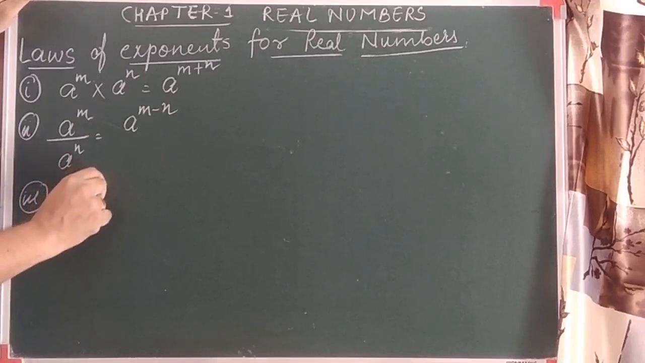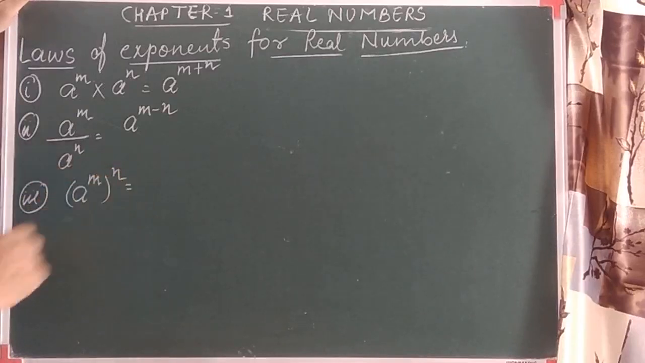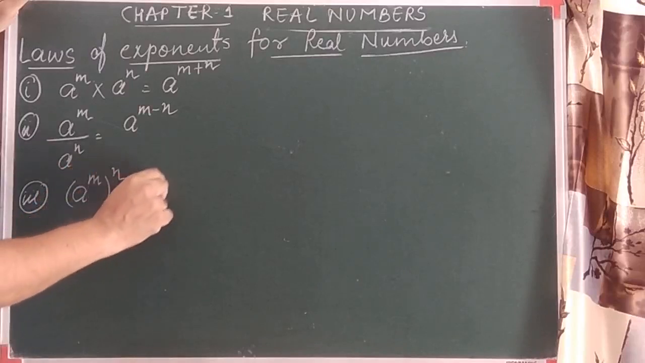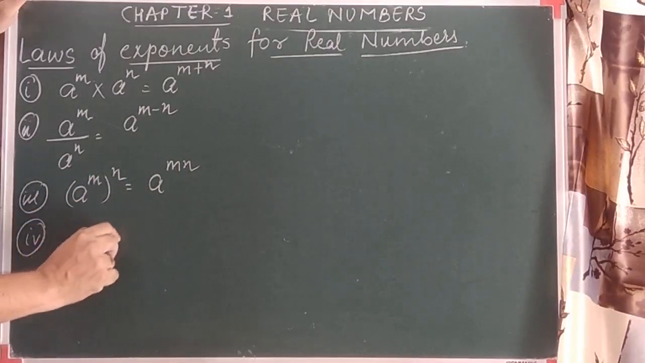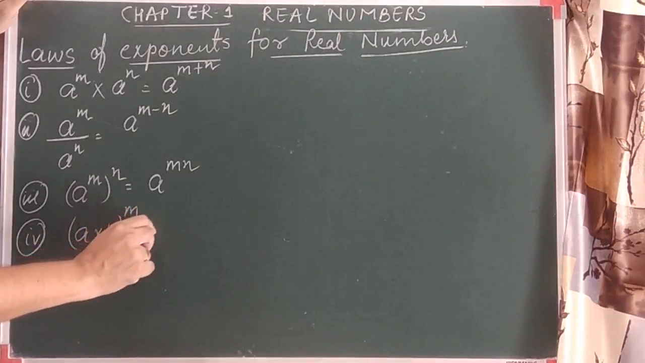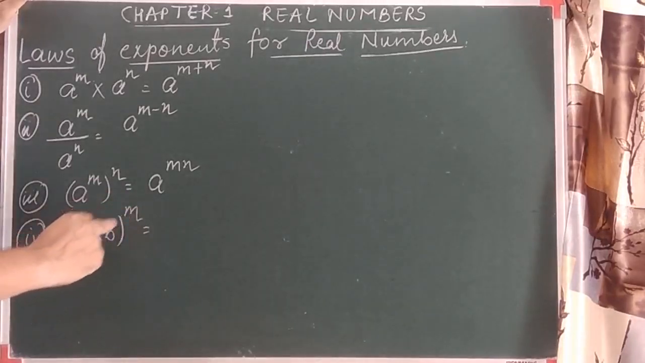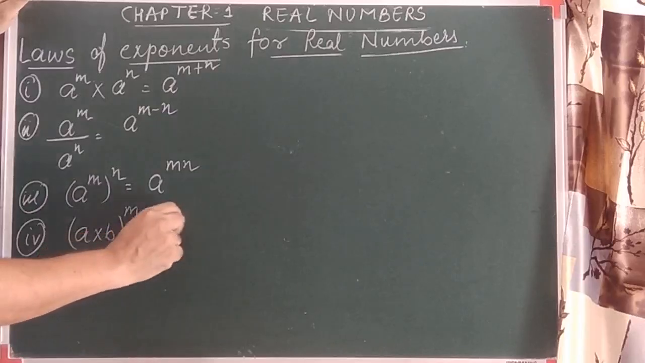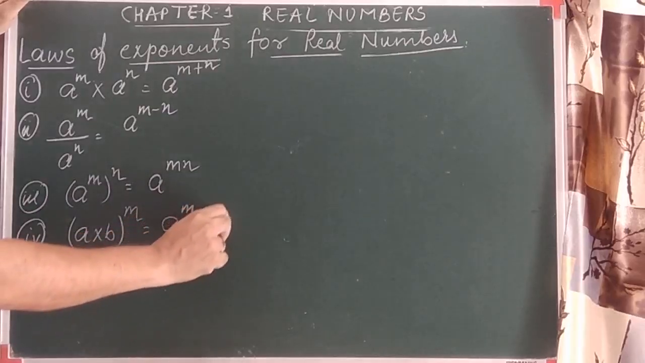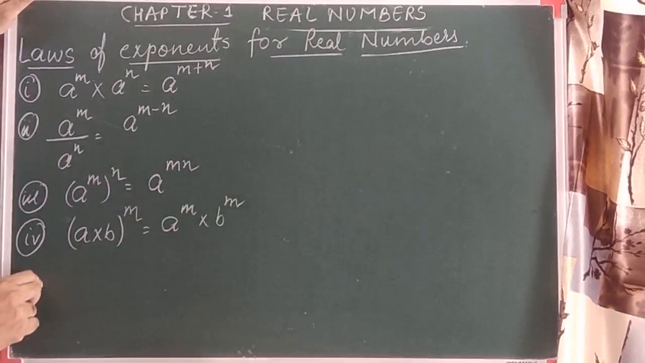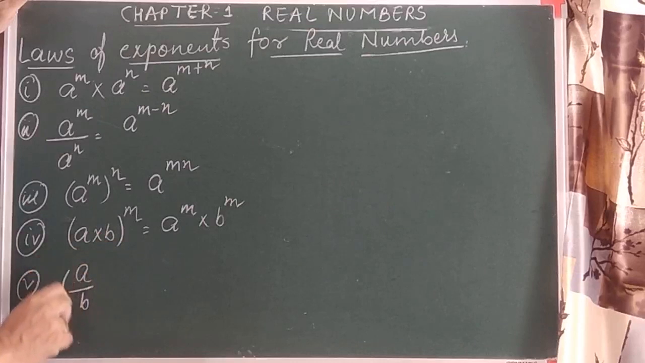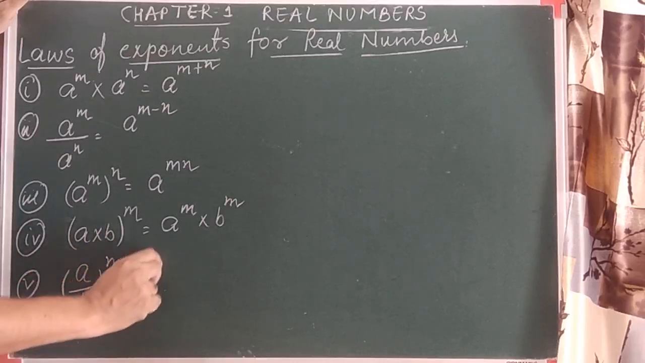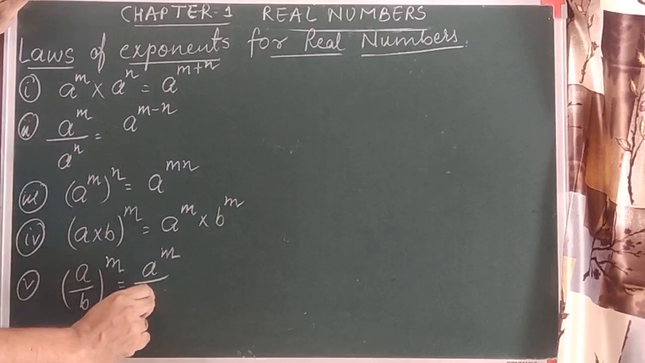Let's go for one more. If it is a raised to m whole raised to n, it's called power to the power, so both the powers are supposed to be multiplied with each other. Let's go for one more. If it is a into b whole raised to n, we can give this power to both the bases independently. It's a raised to n into b raised to n. One more: as it was in the product, if they are in the division form, again the power should be given to both the bases independently.